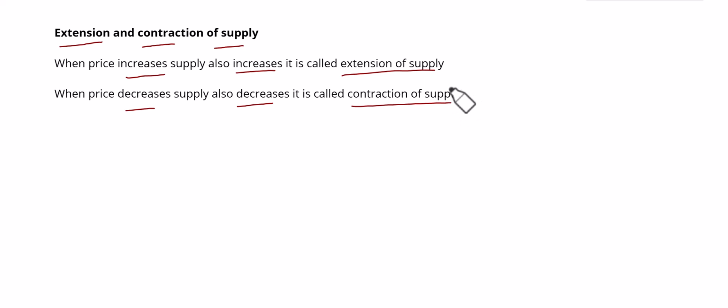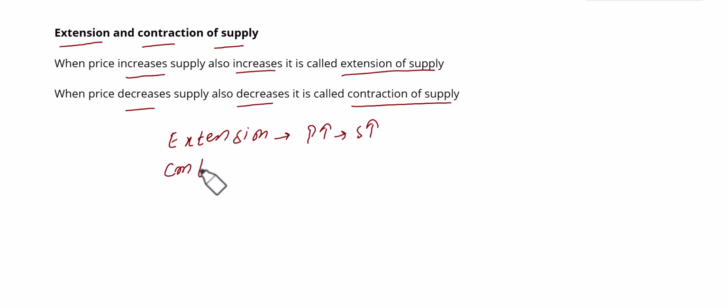Basically, there are two more concepts which we are going to discuss in our next lecture, that is called rise and fall of supply. Rise and fall and extension and contraction of supply, they both are different concepts. So basically, extension, we can simply write it as extension. Extension means when price increases, supply increases, price and supply both are changing. That is called extension of supply.